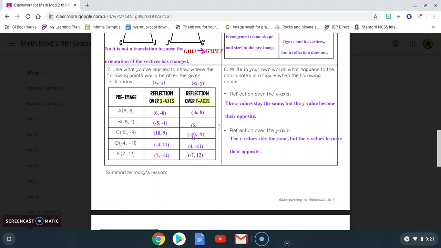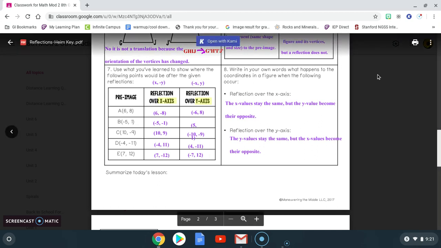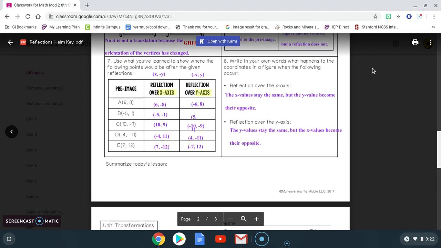Okay. So in your own words, what happens to the coordinates in a figure when the following occur? So if it's reflected over the x-axis, the x values stay the same, but the y values become their opposites. And for reflection over the y-axis, the y values stay the same, but the x values become their opposite.